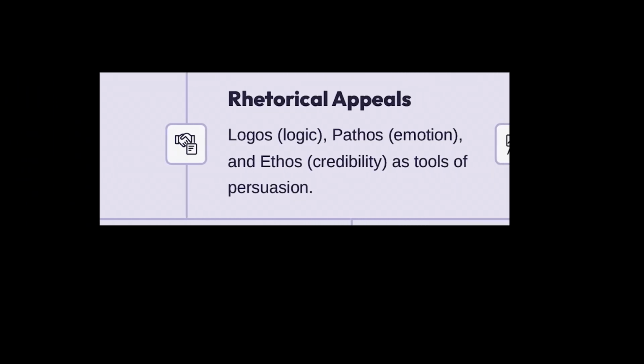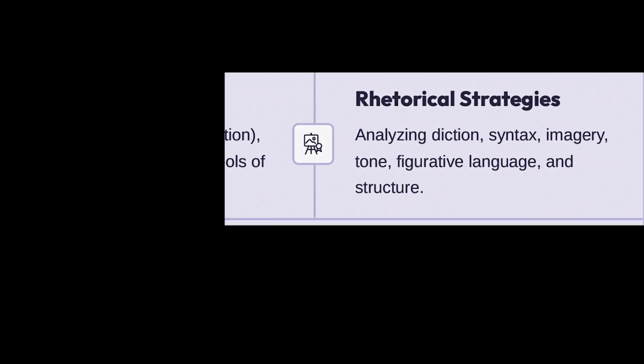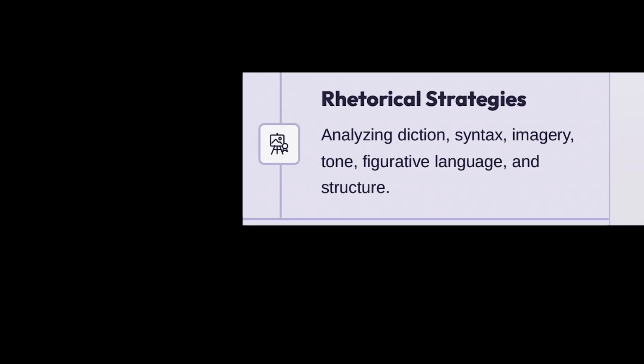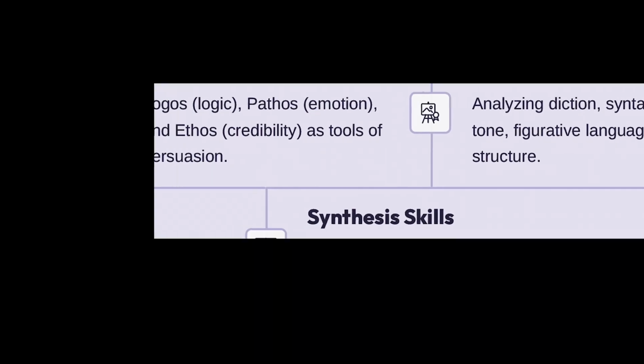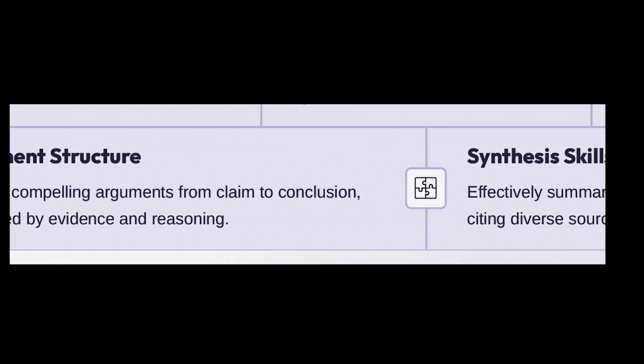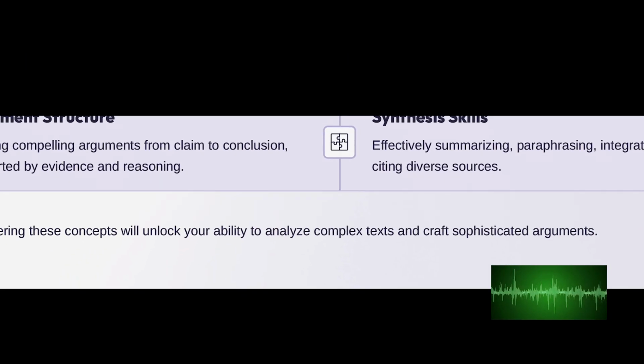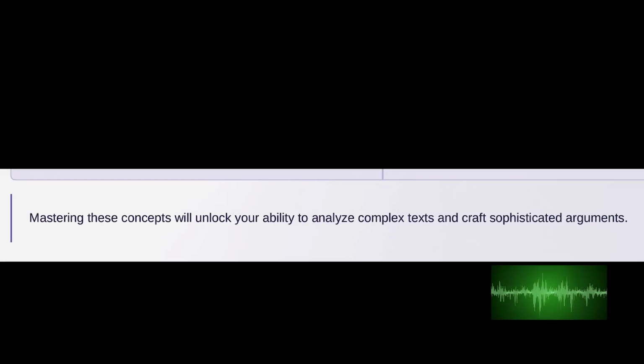The rhetorical appeals, for example, logos, pathos, and ethos, we'll be talking about that, as tools of persuasion. Rhetorical strategies, which means analyzing diction, syntax, imagery, tone, figurative language, and structure. Argument structure, which means building compelling arguments from claim to conclusion, supported by evidence and reasoning. And finally, synthesis skills, effectively summarizing, paraphrasing, integrating, and citing diverse sources. Mastering these concepts will unlock your ability to analyze complex texts and craft sophisticated arguments.